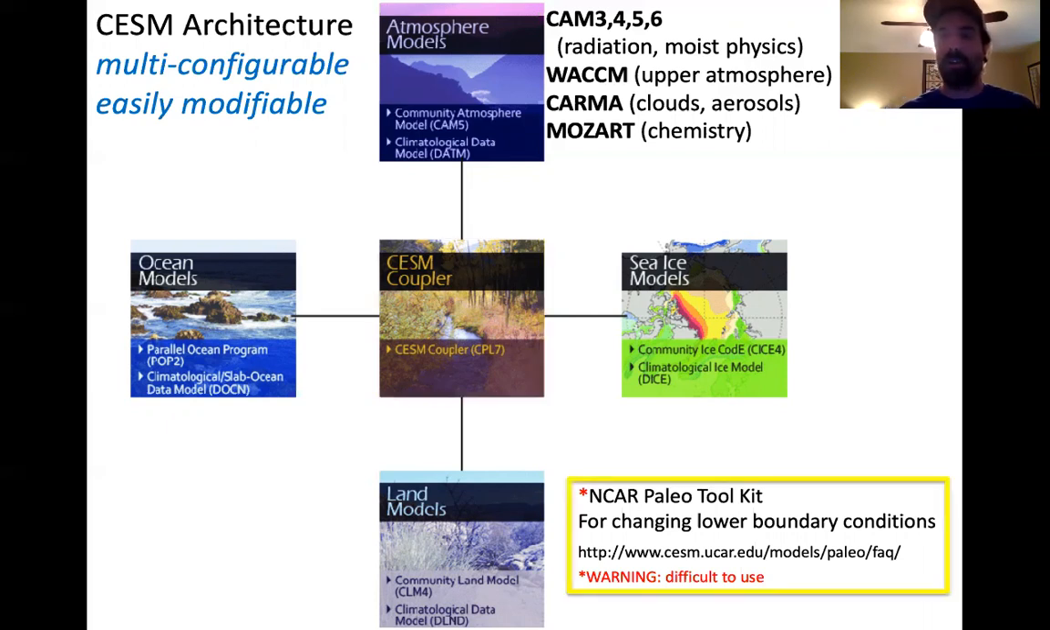Finally, there is also the Paleo Toolkit, the NCAR Paleo Toolkit, which allows one to change the lower boundary conditions. And I'll give you a warning, this is actually a lot more complex than it sounds. Well, it's pretty easy to make a 100% land planet or 100% ocean planet. When you get into mixing and matching complex continental configurations, it can get a little bit hairy. So the NCAR Paleo Toolkit comes with a warning.